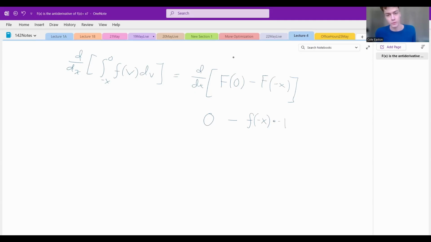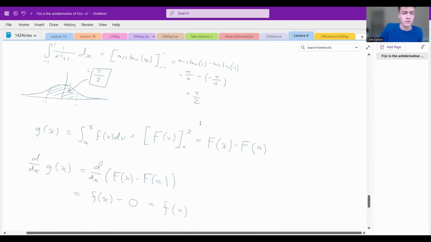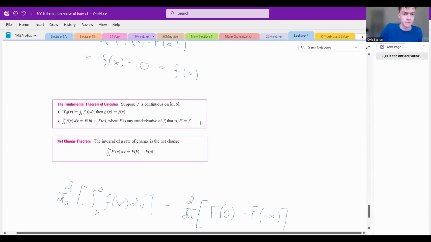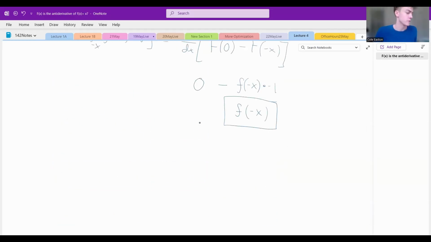So overall, what do we have? Well, we're going to get f of minus x because those negatives canceled out. We see that that's similar to what happened before, except now we have a minus x instead of a positive x. Right, before we said that the derivative of the integral from a to x is little f of x. So there's some connection here.